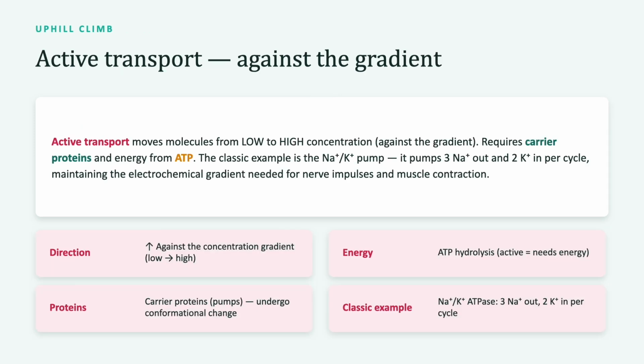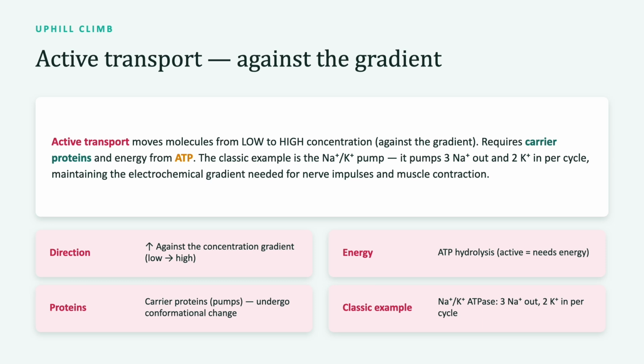Active transport. Here, molecules are pushed against their concentration gradient, from low to high, which takes energy from ATP. The carrier proteins involved are called pumps. They grab the molecule on one side, use ATP to change shape, and release the molecule on the other side. The famous example is the sodium potassium pump.